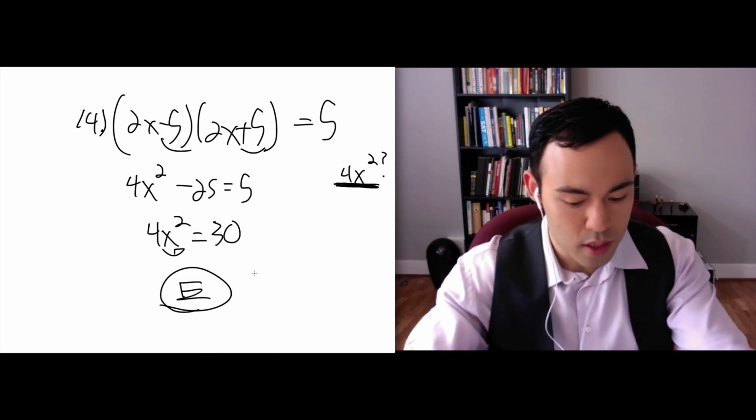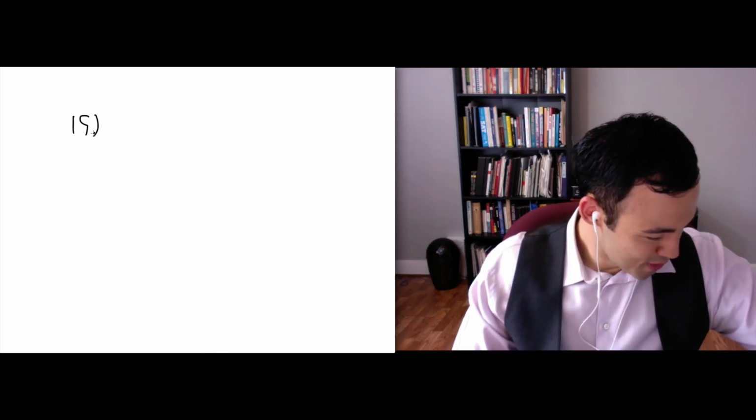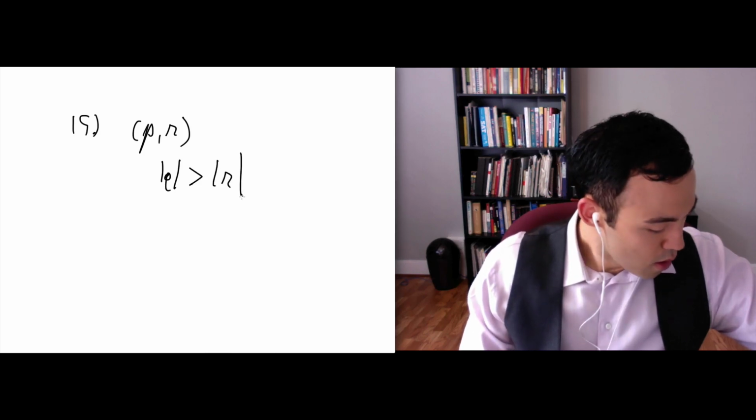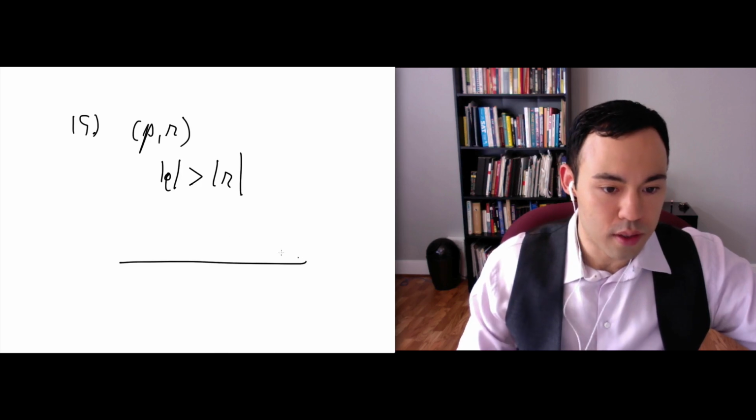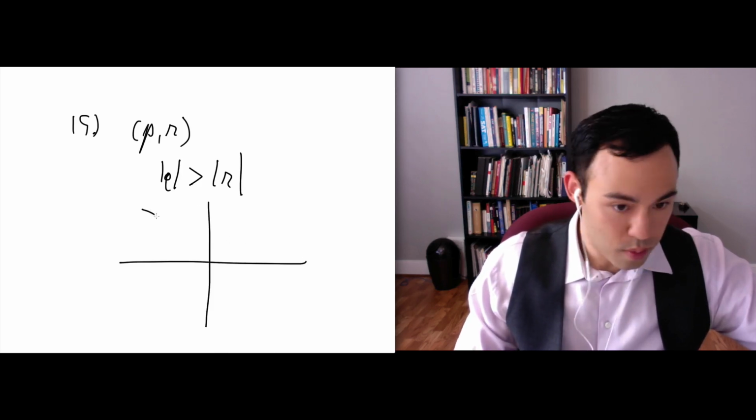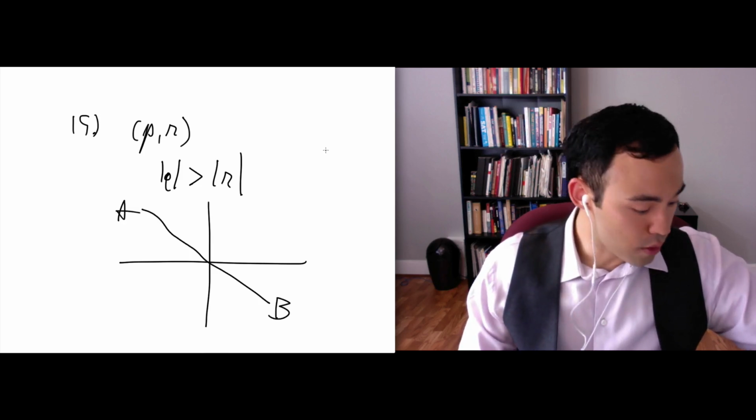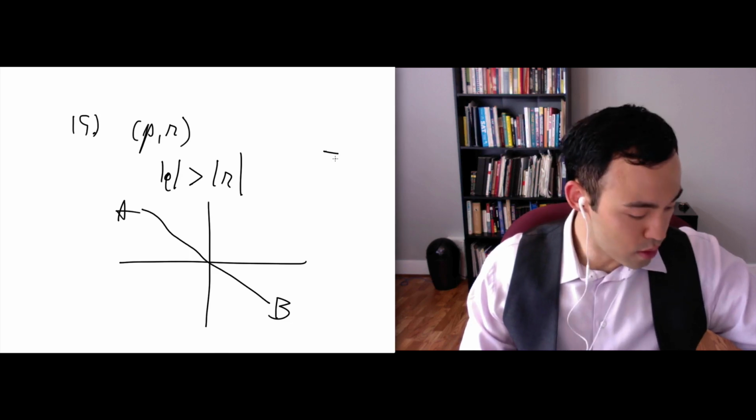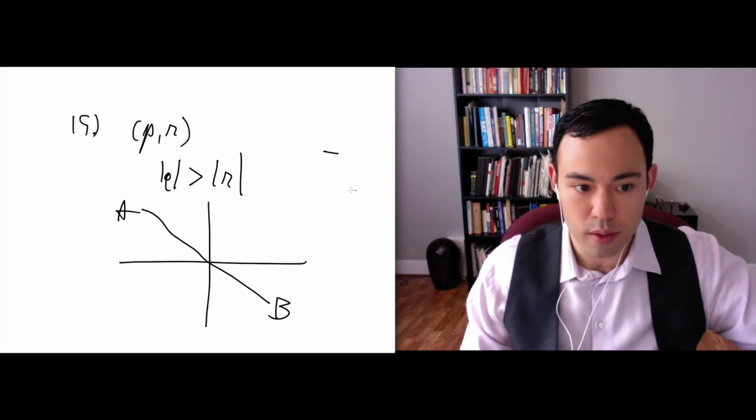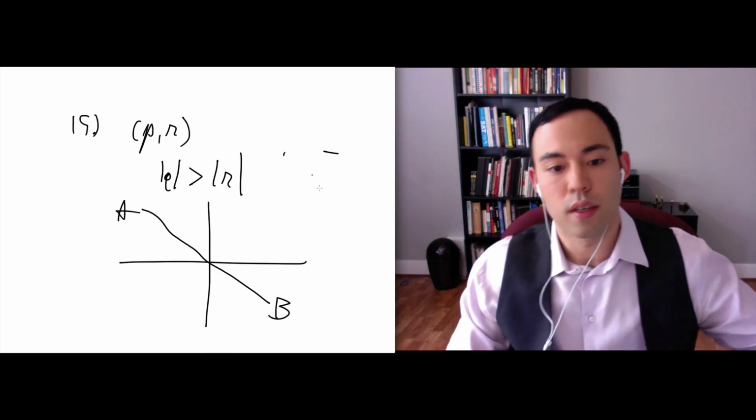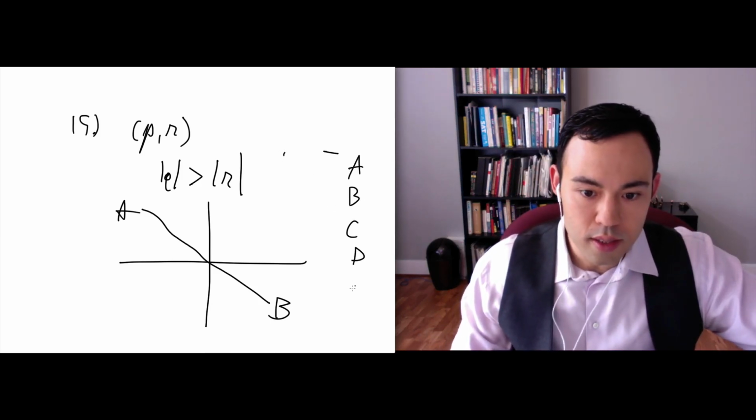Now let's take a look at 15. The coordinates of point A in the figure above are (P, R), where the absolute value of P is greater than the absolute value of R. Which of the following could be the slope of AB? Okay, so let's take a look. Here's our AB, it's going to pass right through the origin. So first of all, you know the slope is negative. So you can eliminate answer choices C, D, and E right off the bat, because this is a line that slopes downward.